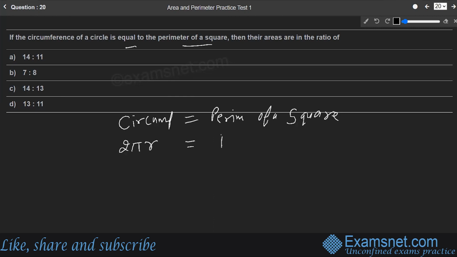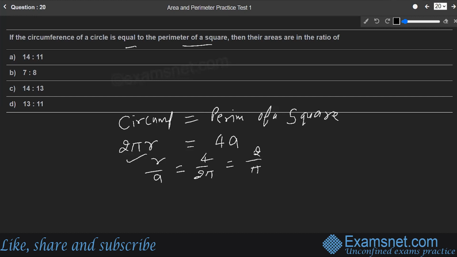Perimeter of a square is nothing but 4 into the side. So let's say the side value is a. He wants us to calculate the ratio of the areas. So let us find out the ratio of the radius and the side first. If you want to calculate r by a, this is going to be 4 by 2 pi, that is nothing but 2 by pi.